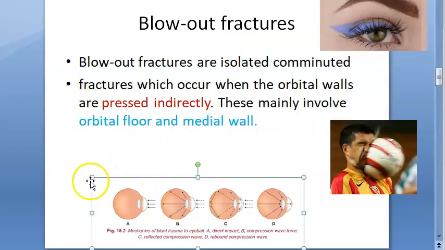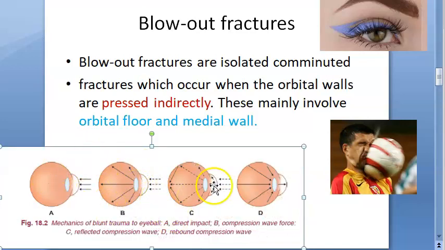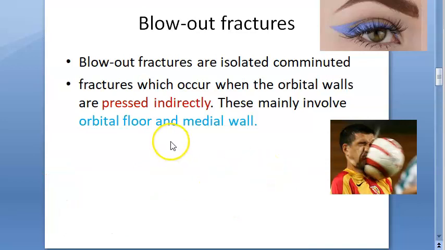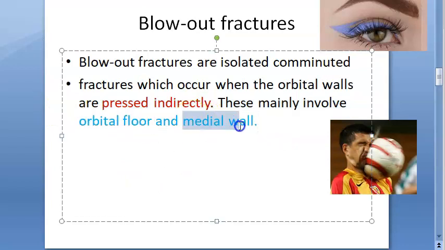See, here we are not talking about injury to the globe. We are not talking about the eyeball. We are talking about the structure that contains the eyeball, that is the orbit, okay? So what is affected most? The orbital floor and then the medial wall.